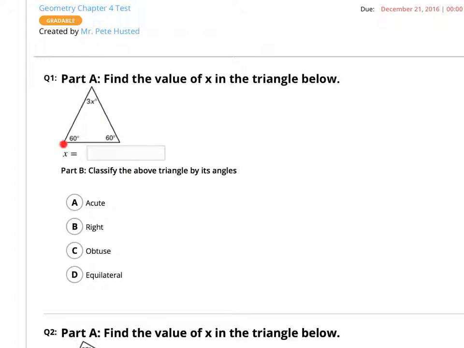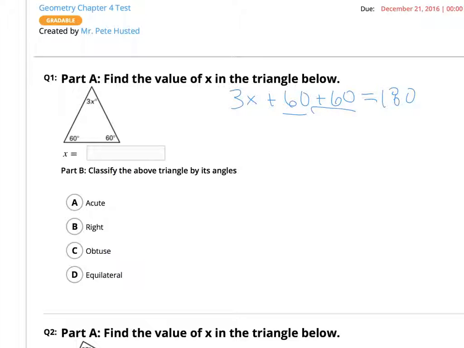Okay, 60 degrees, 60 degrees, and 3x are the three angles of the triangle. So remember there's 180 degrees, so you're going to want to go 3x plus 60 plus 60 equals 180. And solve for x from there. Remember, you've got like terms to combine here first. Okay? Solve for x and make sure you type in your answer.